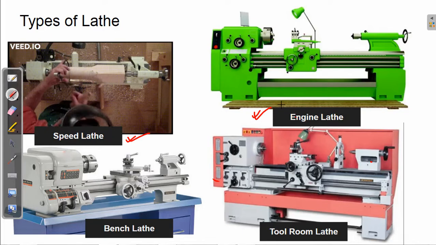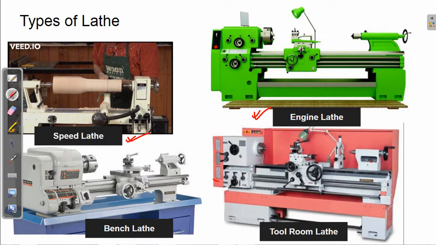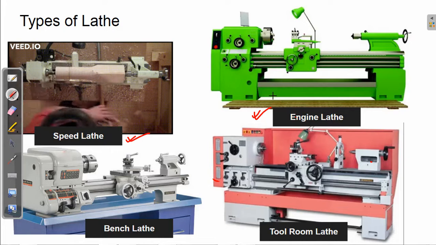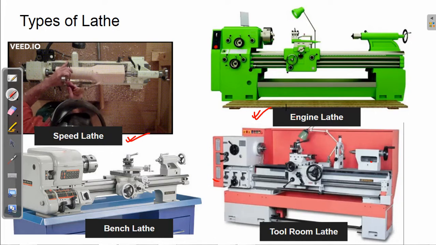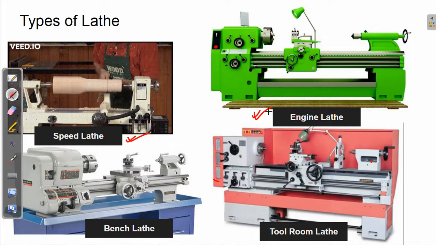So engine lathes are preferred for those cases, and an automatic feed mechanism is also there in the engine lathe. There are separate tool posts where you can hold the tool. So these are definite improvements over the speed lathe. Initially, when this kind of lathe was introduced, a steam engine was used to power the lathe, and that's why the name is the engine lathe.